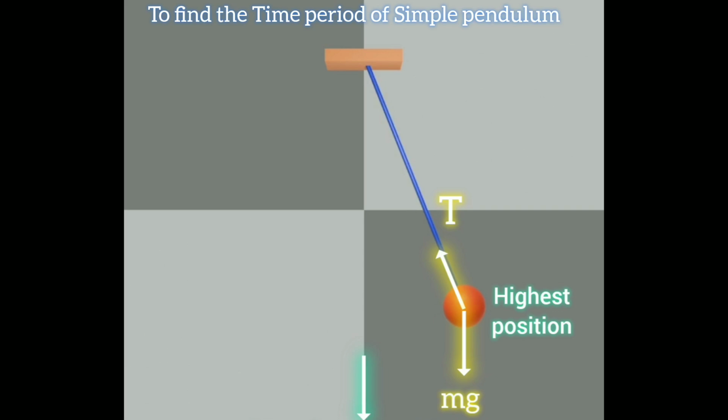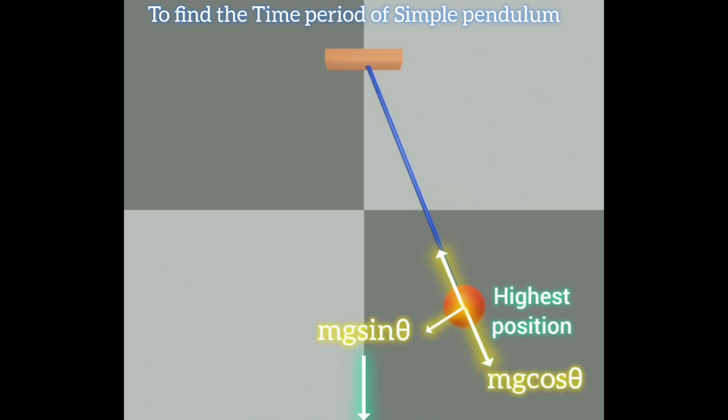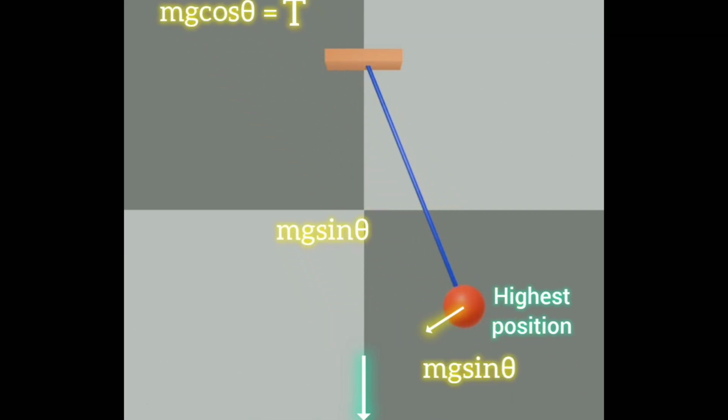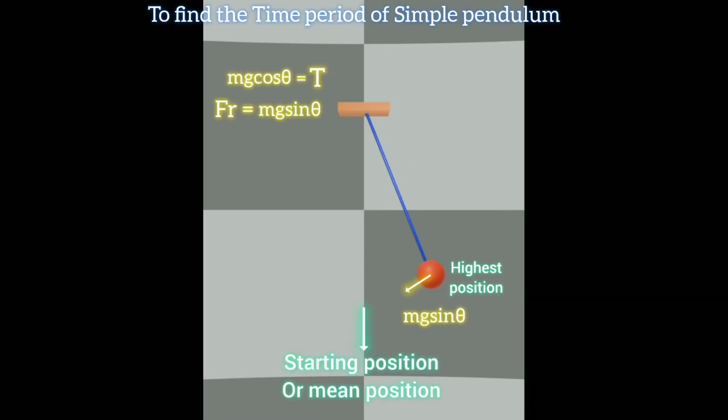We can break down the weight into two parts. One part, mg cosine theta, balances the tension, so the bob doesn't fall. The other part, mg sine theta, creates a restoring force that pulls the bob back to its starting position.